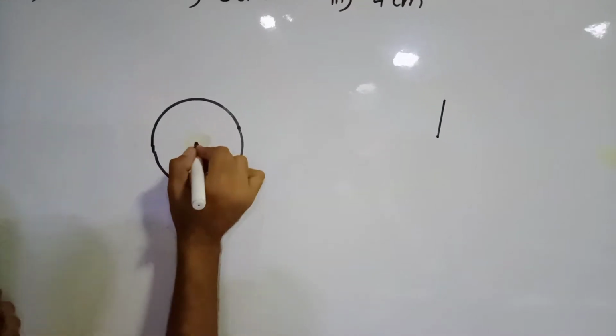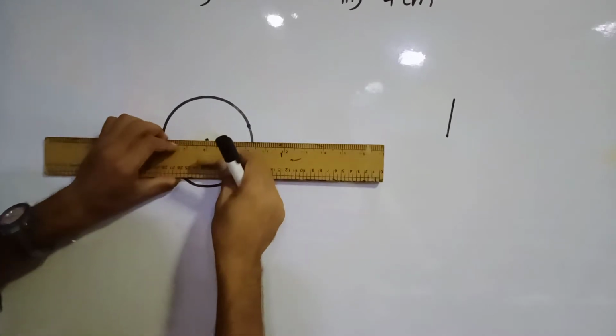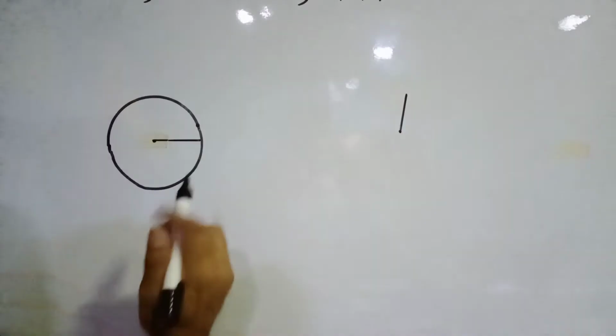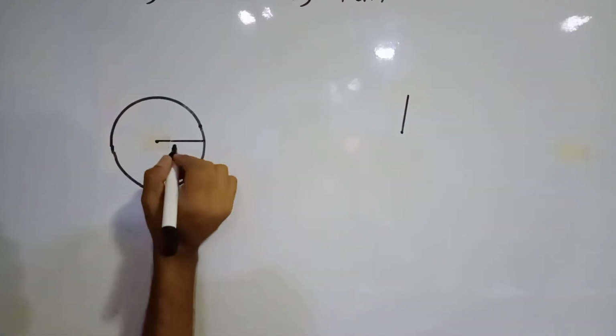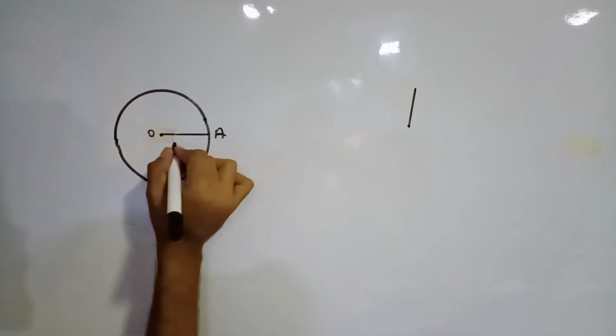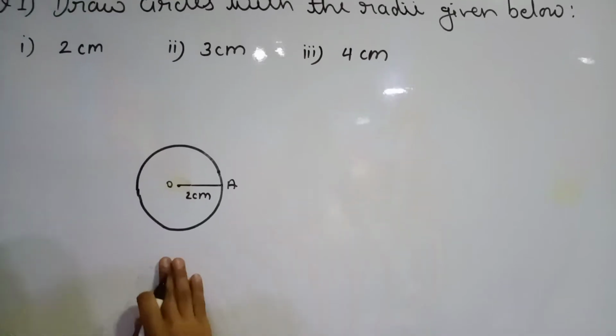So this way we will get our circle. Suppose here we have the center. What we have to do, just draw a line segment from the center joining a point on the circle. Write down the name OA, that is 2 centimeter. This way we are going to draw the circle.